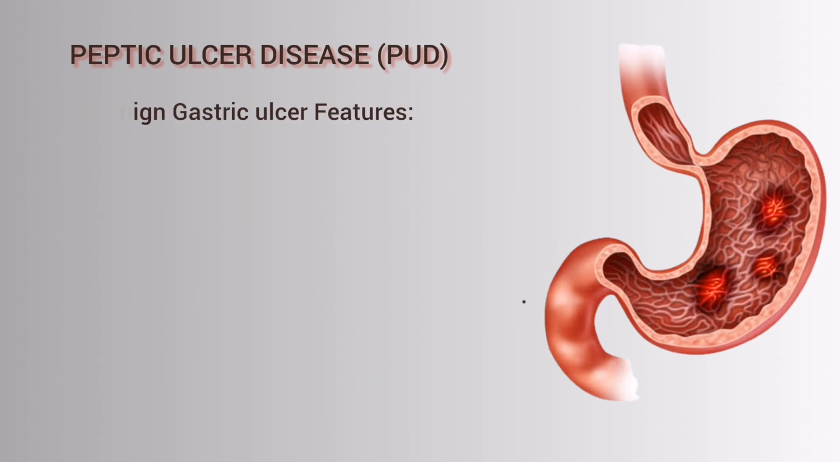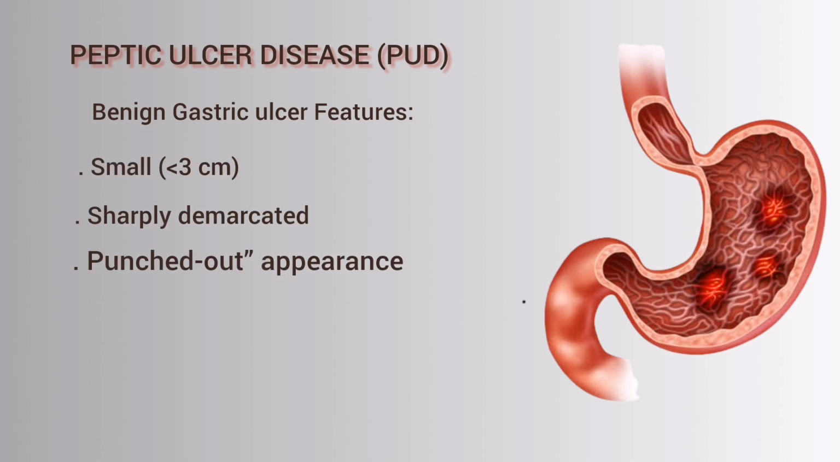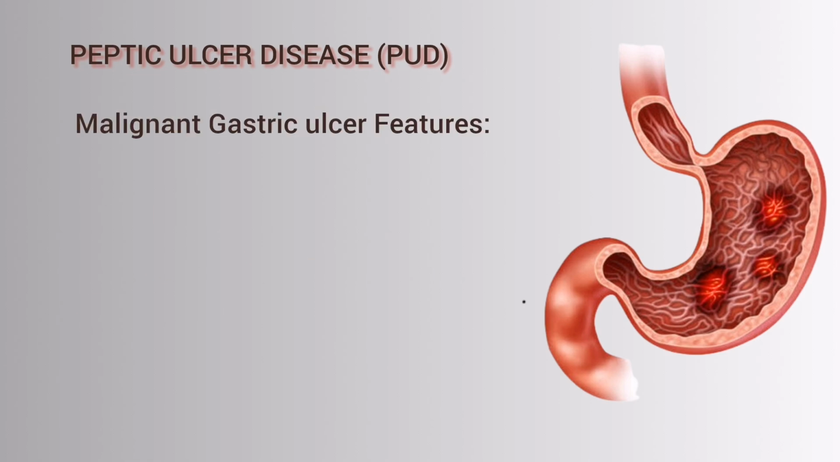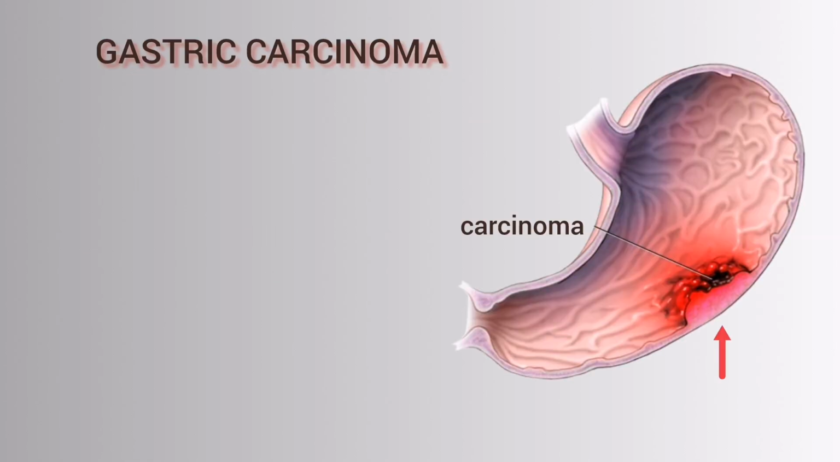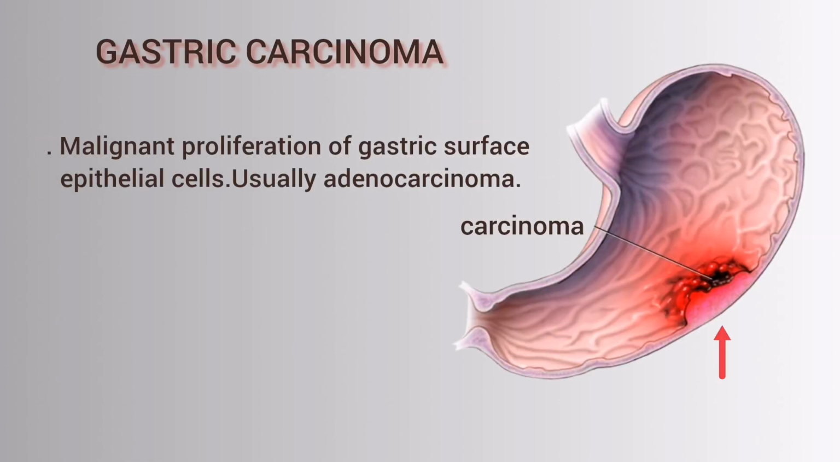Benign gastric ulcer features are smaller, less than 3 cm, sharply demarcated, with a punched out appearance and radiating mucosal folds. Malignant gastric ulcer features are large and irregular with heaped up margins, and the biopsy is required for the definitive diagnosis. The next one is the gastric carcinoma, malignant proliferation of the gastric surface epithelial cell, and usually the adenocarcinoma.